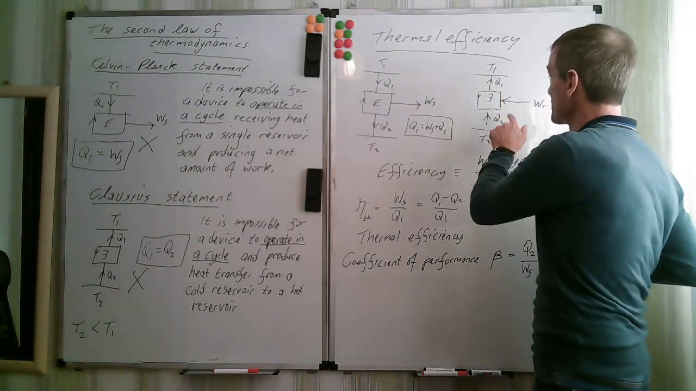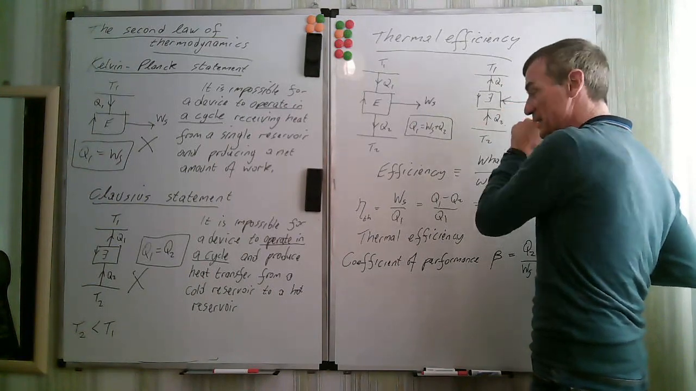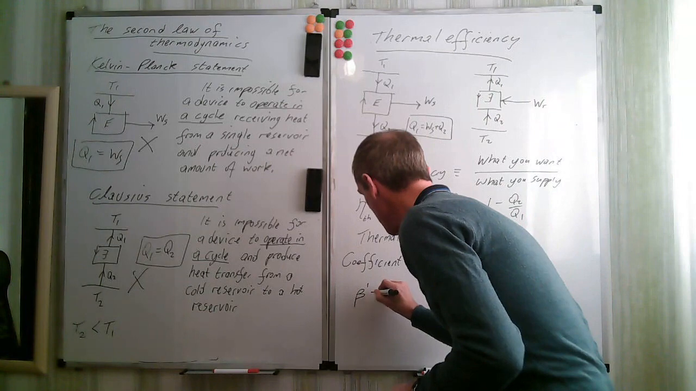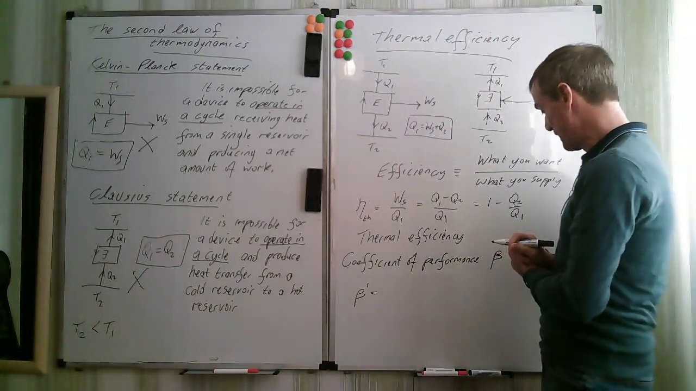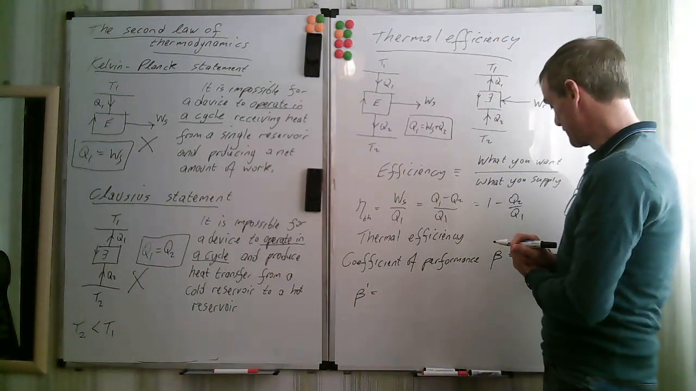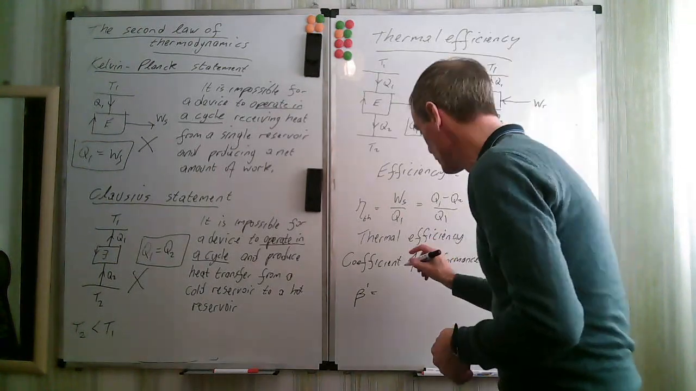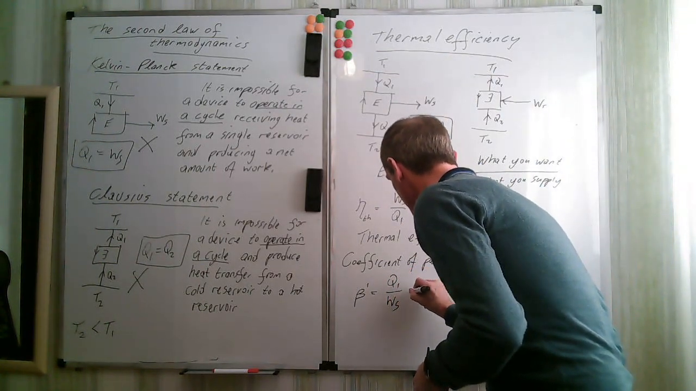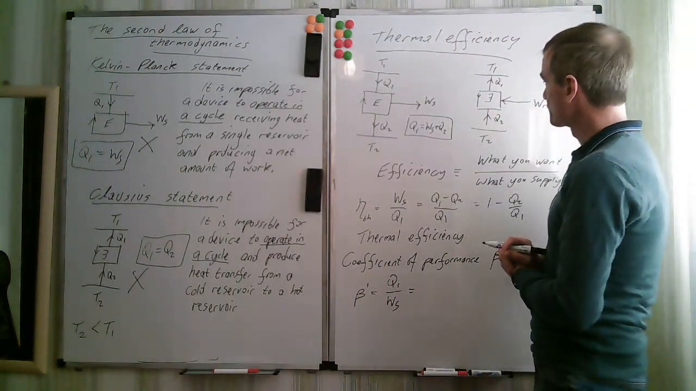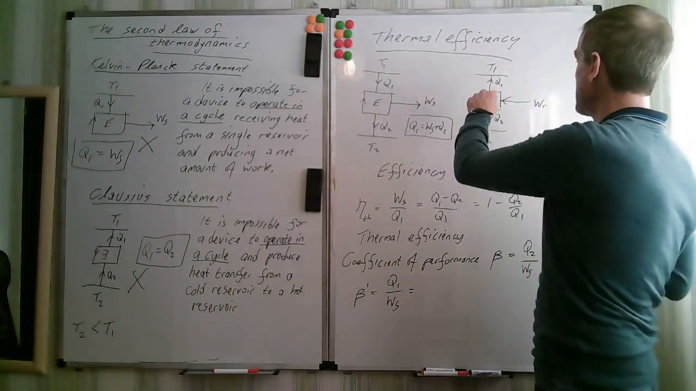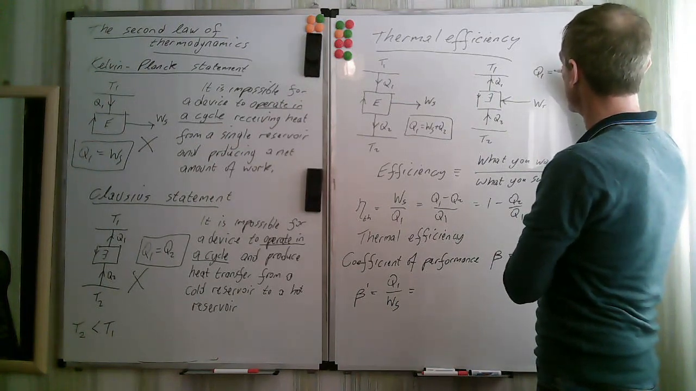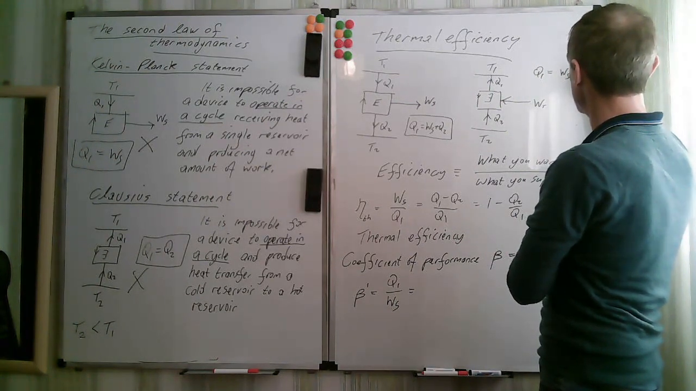The same thing applies as far as the heat pump's concerned. The heat pump actually wants Q1, so we call this beta dash. For the heat pump, beta dash is the coefficient of performance, and rather than Q2, we want Q1. But again, we have to supply work. As you can see here, Q1, for energy conservation, is equal to Ws plus Q2.